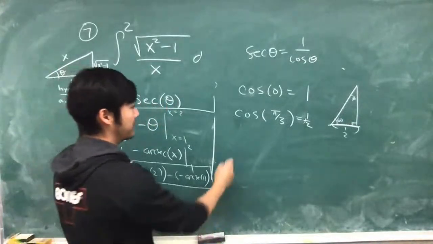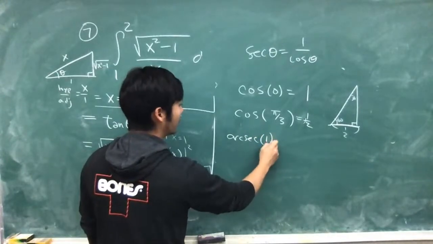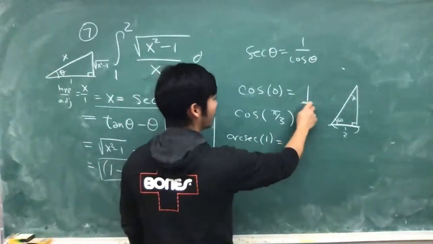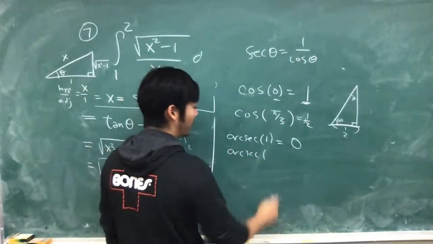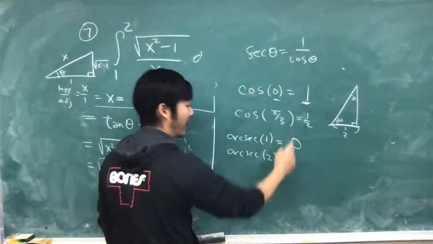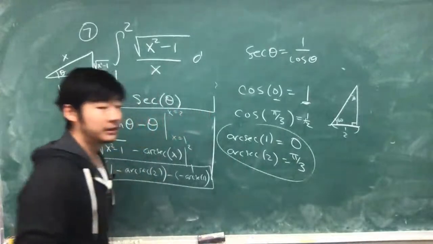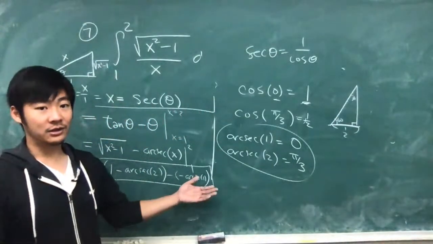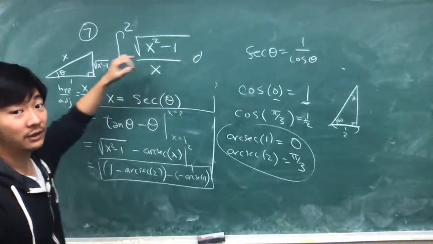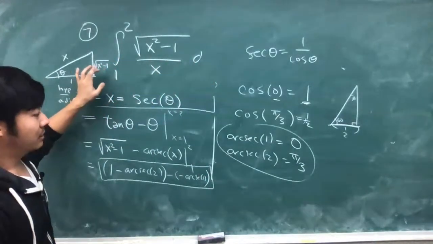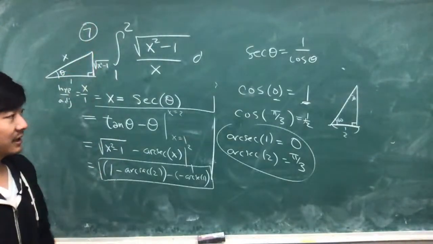And so arc secant of 1 is 0, and arc secant of 2, which is 1 over 1/2, is equal to pi over 3. Okay, now you could have actually just used this when you were doing the substitution first to make it into a definite integral going from 0 to pi over 3. And you'd get the same exact answer.